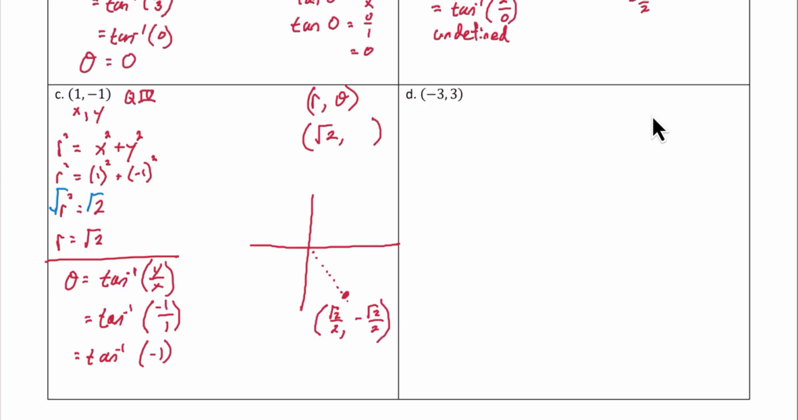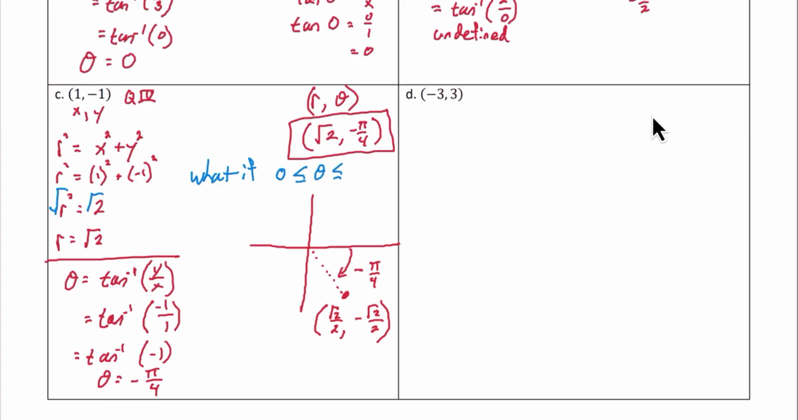Think of that as the angle -π/4. So here, theta would be -π/4. Now that's perfectly acceptable unless you are given specific conditions on your theta. Sometimes we want theta to be between 0 and 2 pi. So what if we need theta to be between 0 and 2 pi?